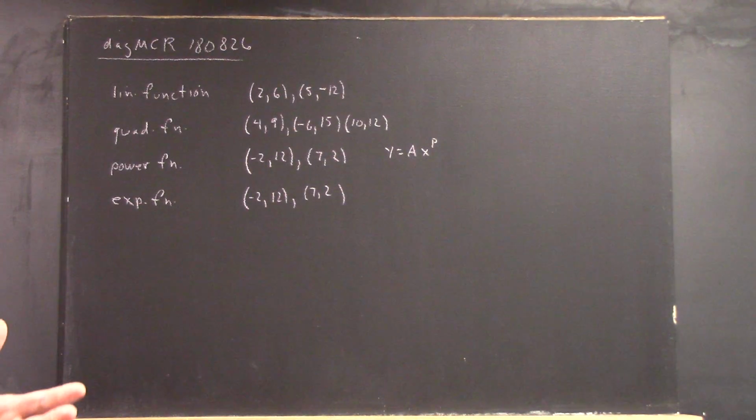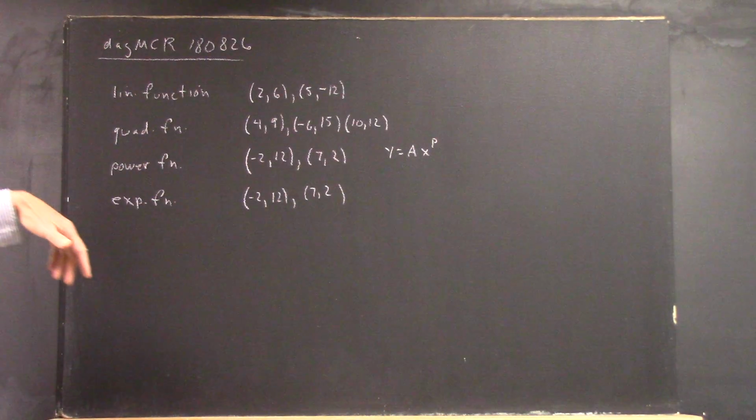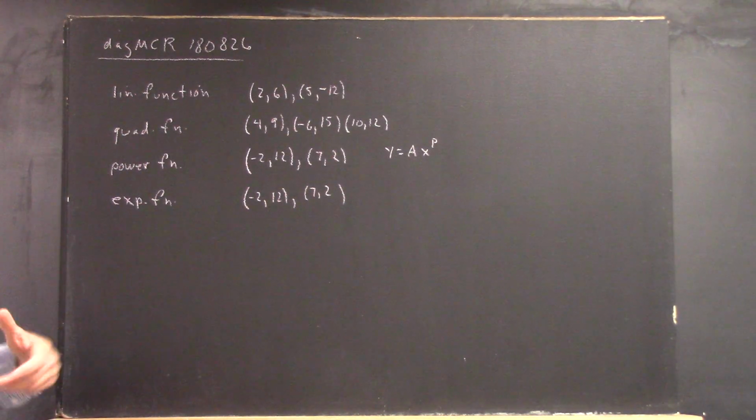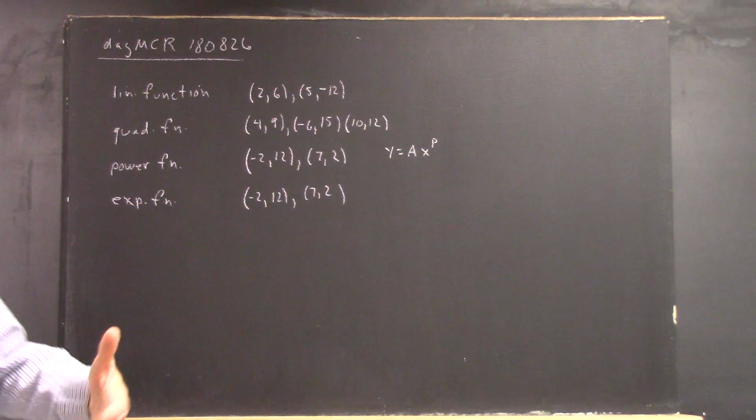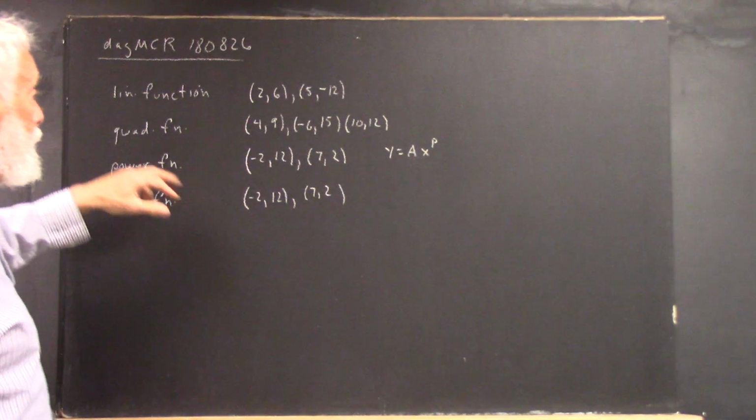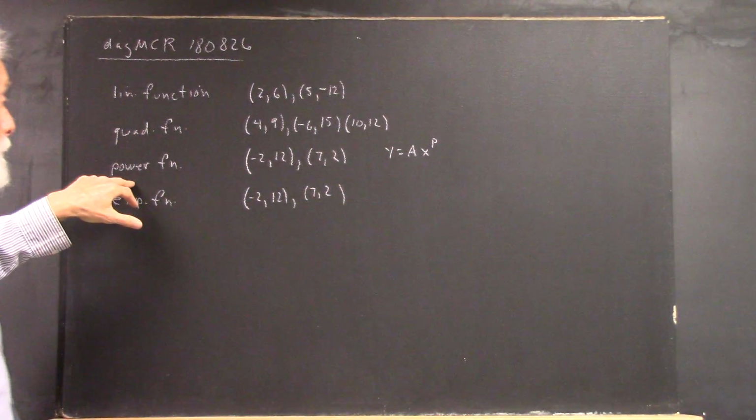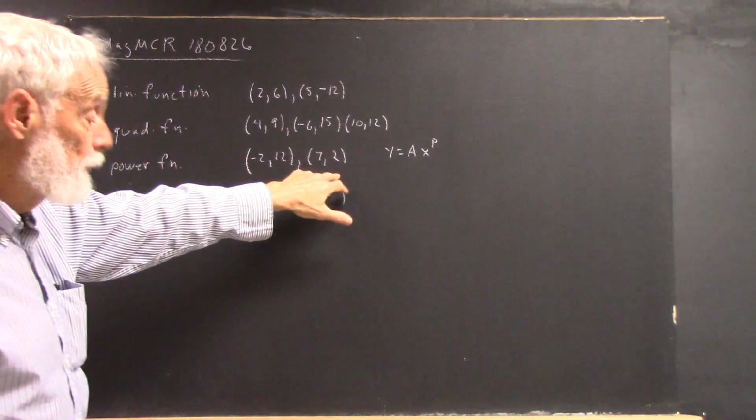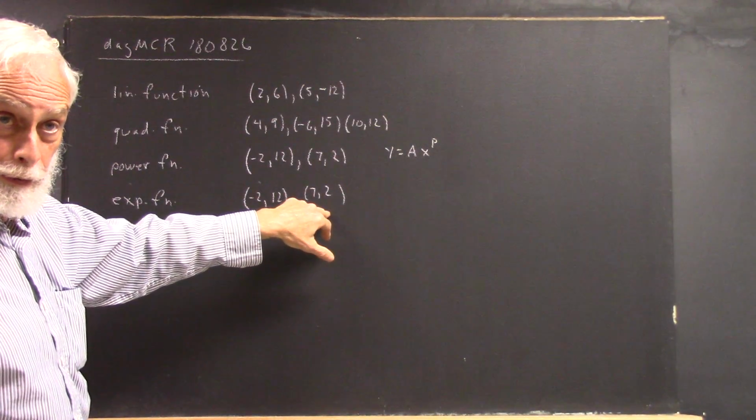Well, there are many forms, but y equals mx plus b is good. Okay, so what we're looking at is we want to write down the set of simultaneous equations that we would have to solve to find a linear function through these 2 points, a quadratic function through these 3 points, a power function whose graph goes through these 2 points, an exponential function whose graph goes through these 2 points. Okay?